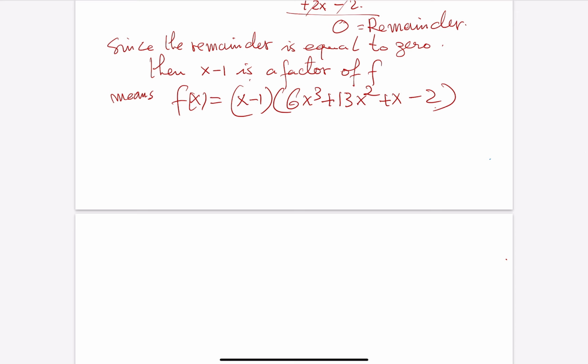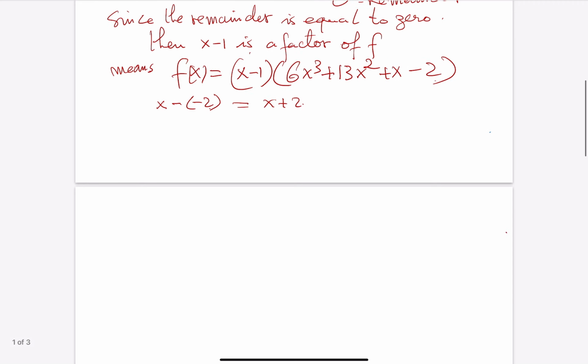If I try negative 2, I will have x minus parenthesis negative 2. You understand now? And this one is just x plus 2. Got it? That's the way you have to do it. Let me try negative 2. I will have 6x to the third plus 13x squared plus x minus 2 divided by x plus 2.